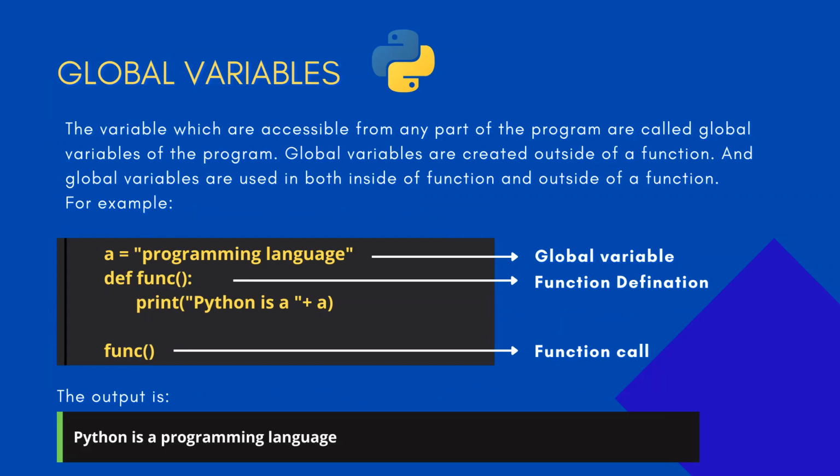Now let's talk about global variables. The variables which are accessible from any part of the program are called global variables of the program. Global variables are created outside of a function. And global variables can be used both inside of a function and outside of a function. For example, in the given code sample, a is the global variable. And it is used in the function definition. Don't worry, we will learn about functions in our upcoming lessons.